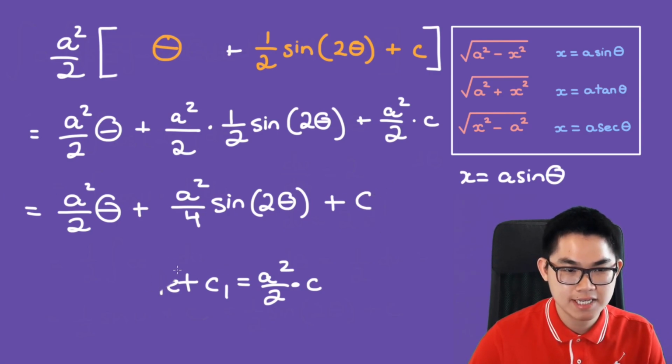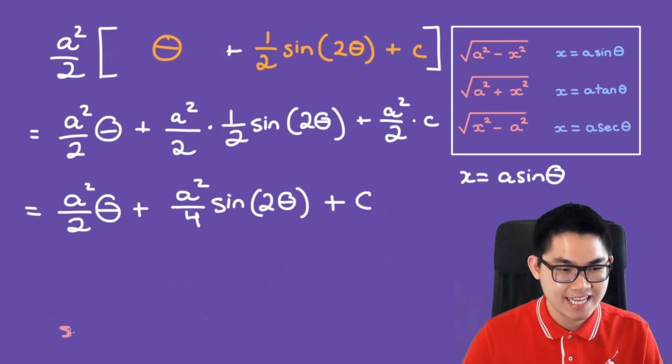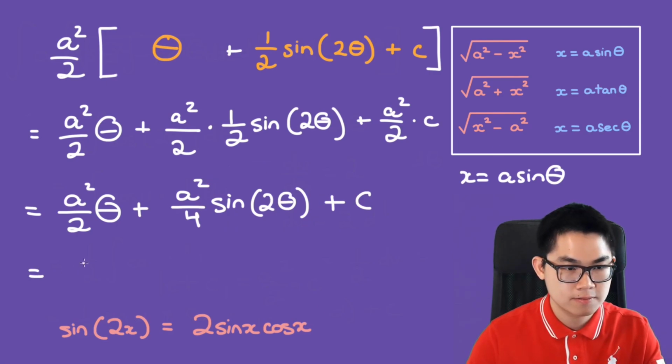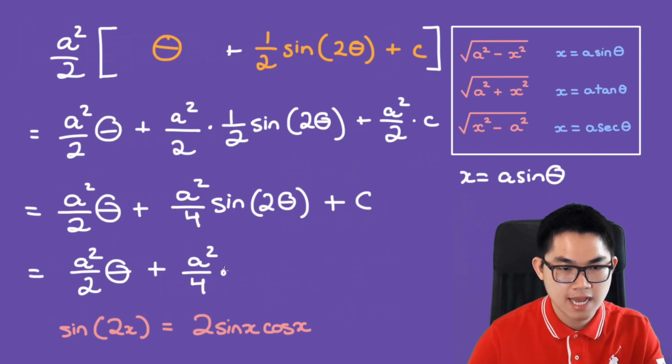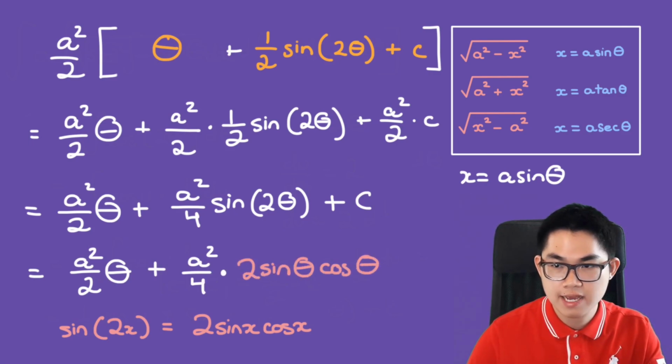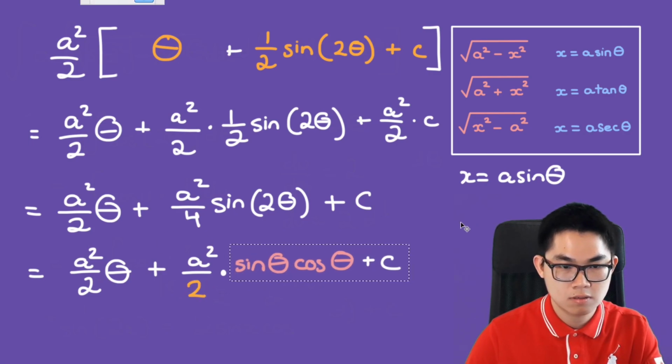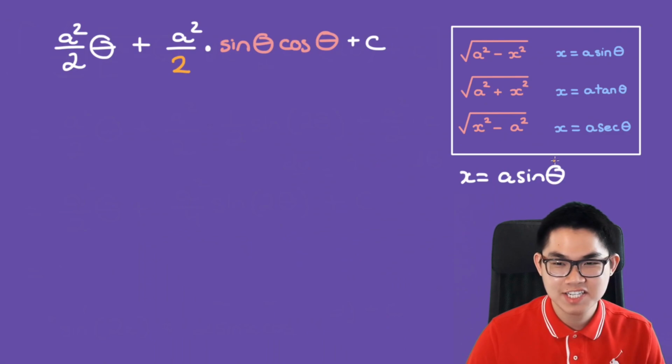So let's write c. There's a formula that says that sine of 2x is equal to 2 times sine of x cosine of x. So let's replace it with this. Times 2 sine of theta cosine of theta plus c. And these two will cancel out, so in the denominator we will have a 2. Now this is where this comes in.